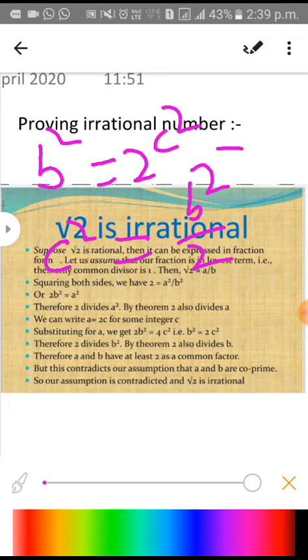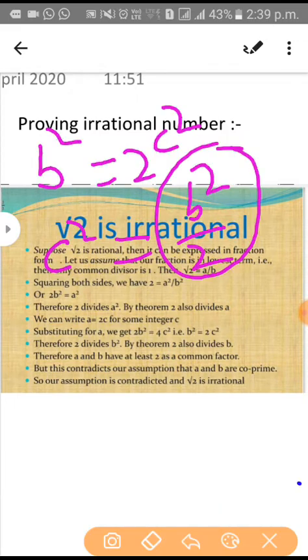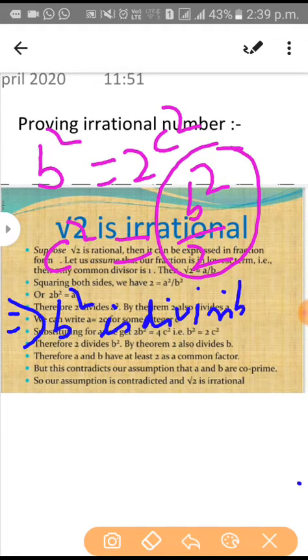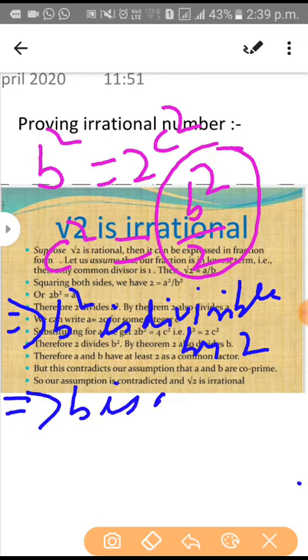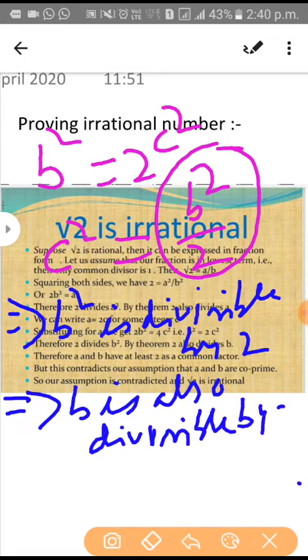Now this equation is giving me what? It means b square is divisible by 2. It implies that b is also divisible by 2. So 2 is a factor of b also.